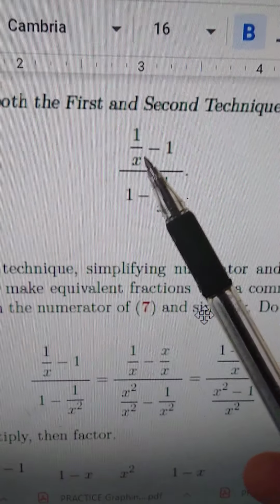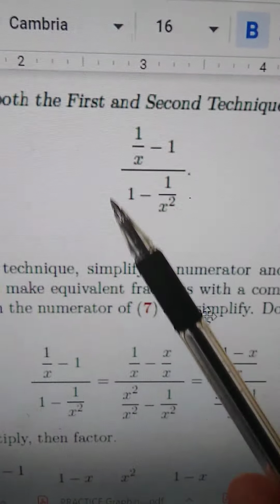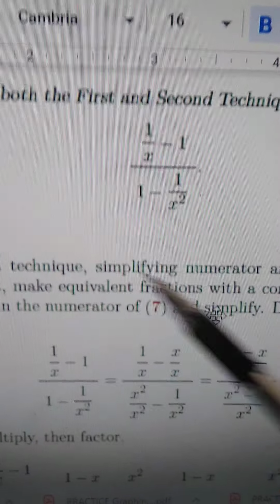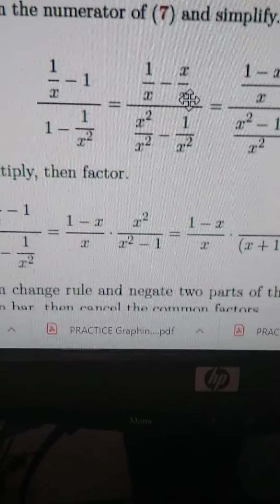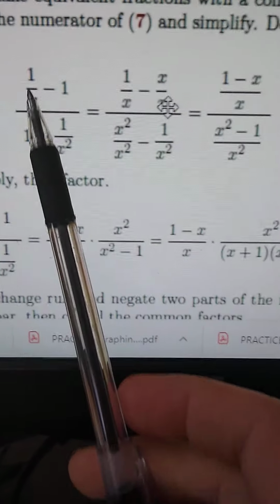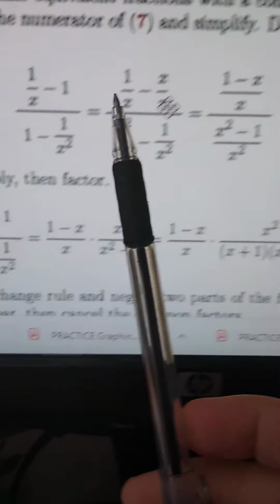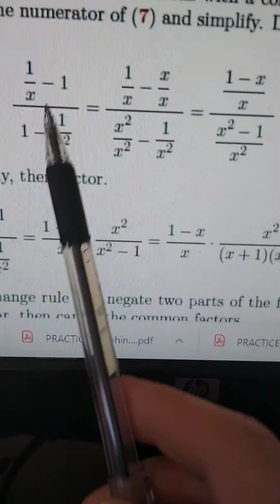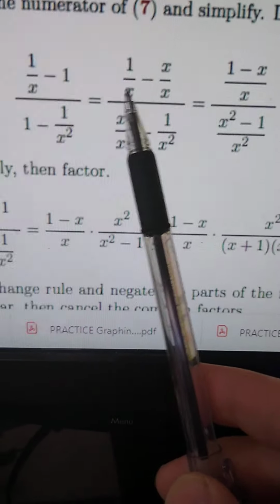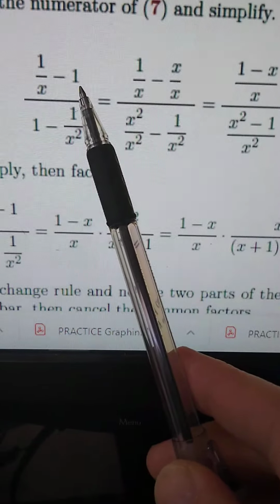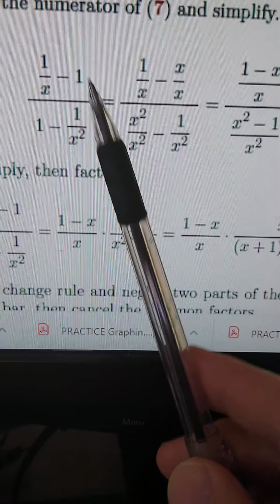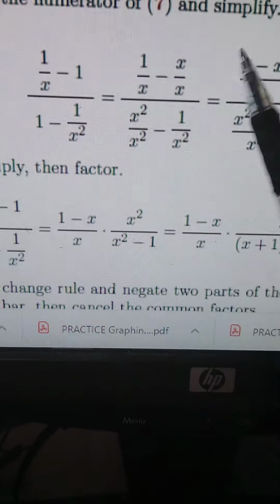So I have a fraction problem up here, fraction problem down here. So we're just going to start with the numerator. In the numerator, I have 1 over x minus 1. So the common denominator between x and, well, nothing would be x. So 1 over x, and I'm going to take 1 and give it an equivalent fraction. Multiply top and bottom by x.